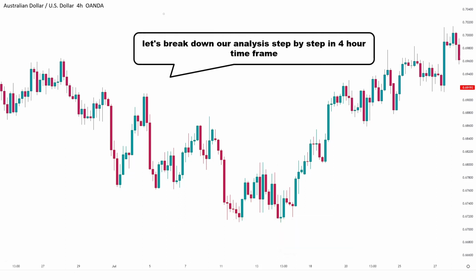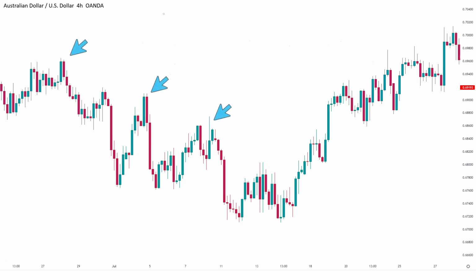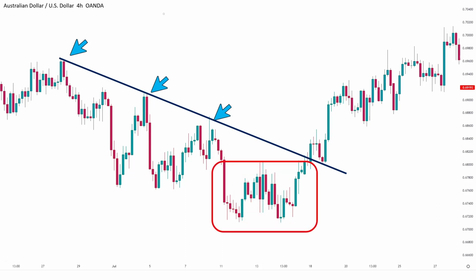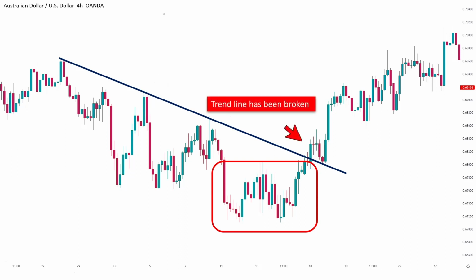Now here, let's break down our analysis step by step in the 4-hour time frame. Now, this is a clear moving downtrend. First, we identify our trend line through these points here. Now, we can establish that the trend line has been broken and the trend can reverse from now on. But the problem is a trend line break can often be a fake out. So, what we do is, we look for key price action reversal patterns that have formed right before a trend line break. Now there are many kinds of reversal patterns you can look for, such as double tops or double bottoms, head and shoulders, triangles, and etc.